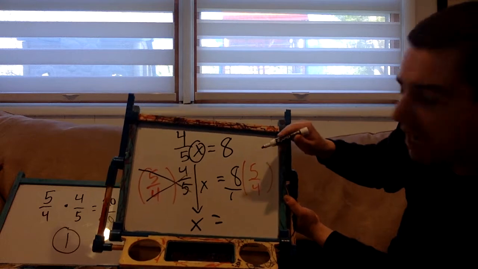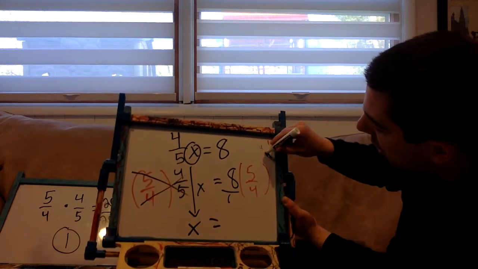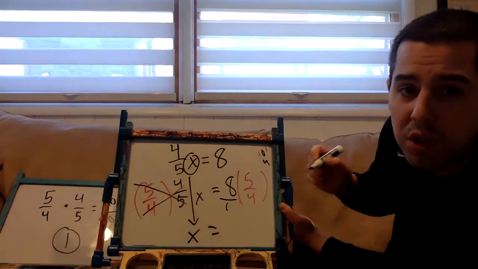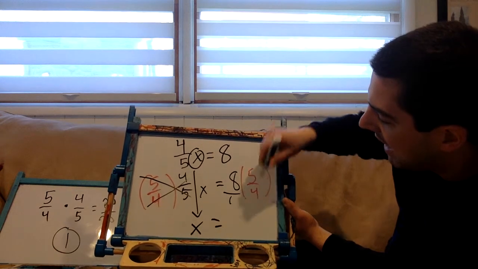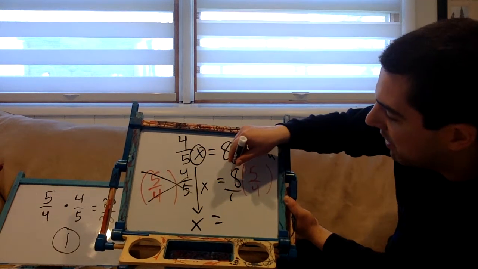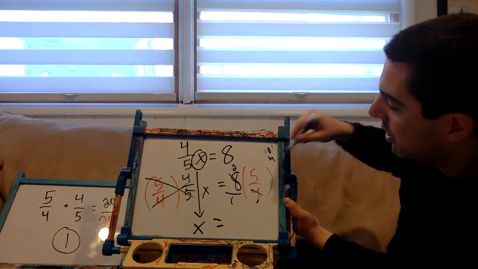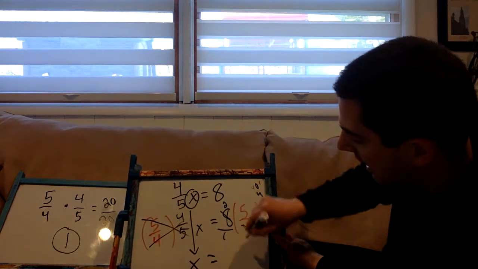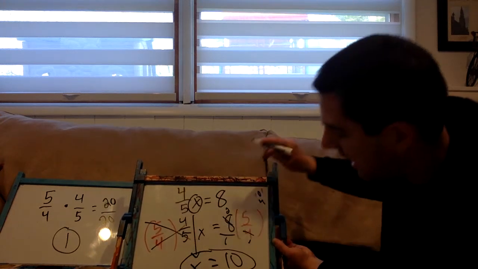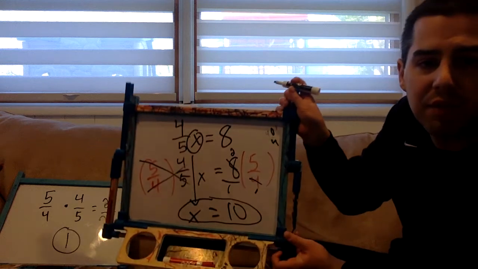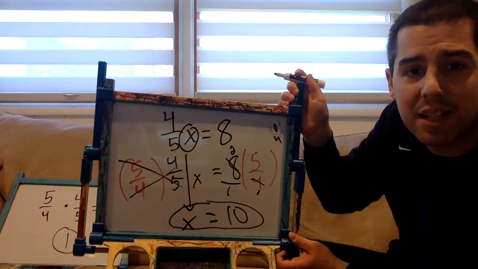40/4, right? Or again, I want you to always be looking for that ability to cross cancel, cross simplify whenever you can. So the 8 and 4 can both be divided by 4. This becomes a 2. This becomes a 1. 2 times 5 is 10. 10/1 is just 10. And the correct answer is x equals 10. That's the solution. The solution is x equals 10.